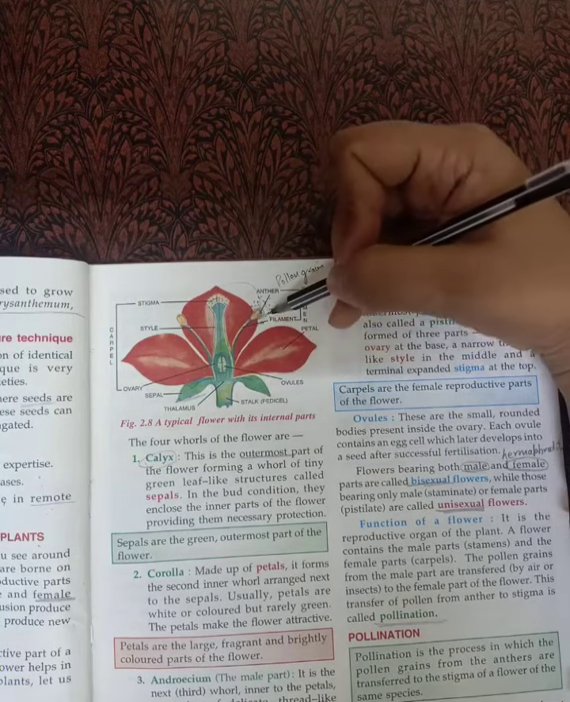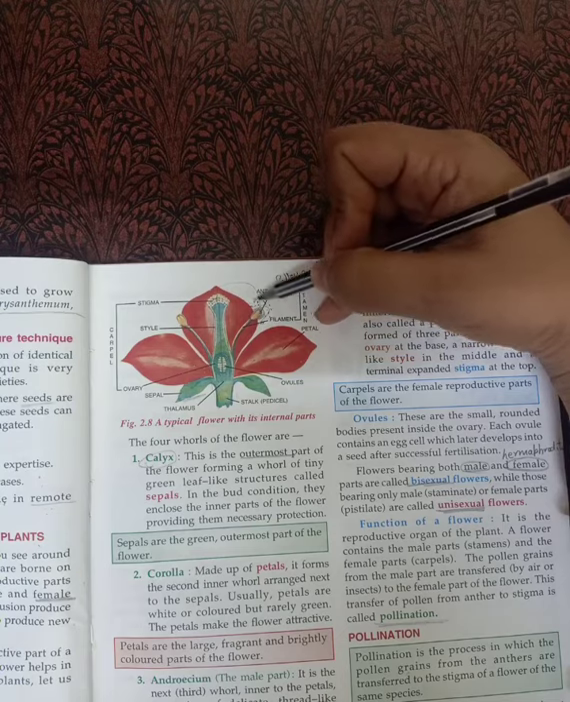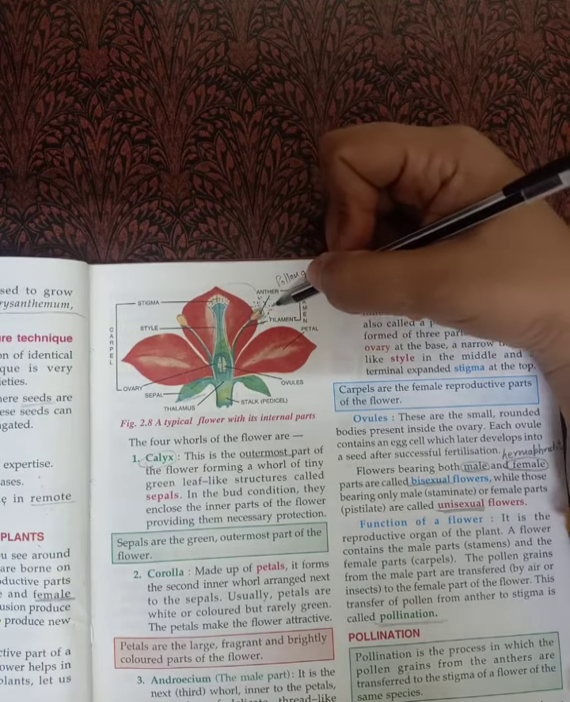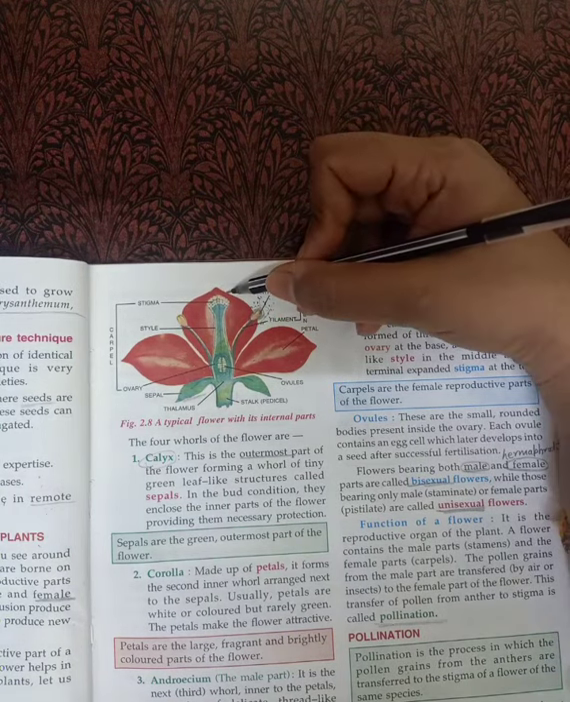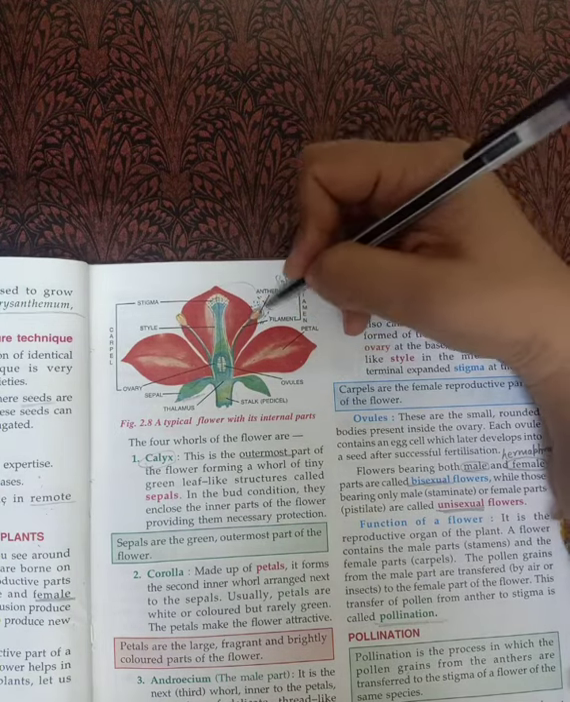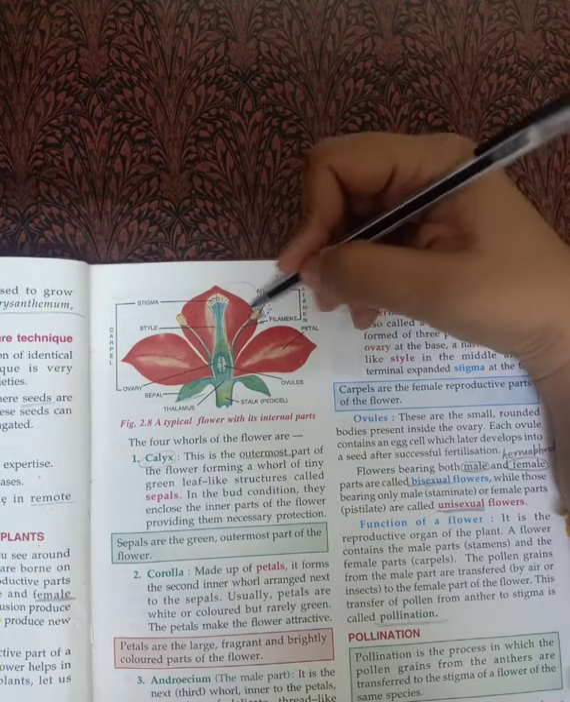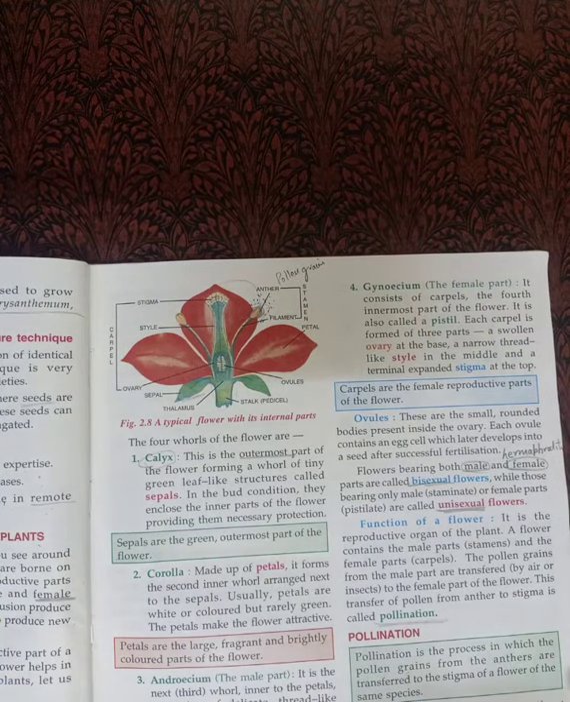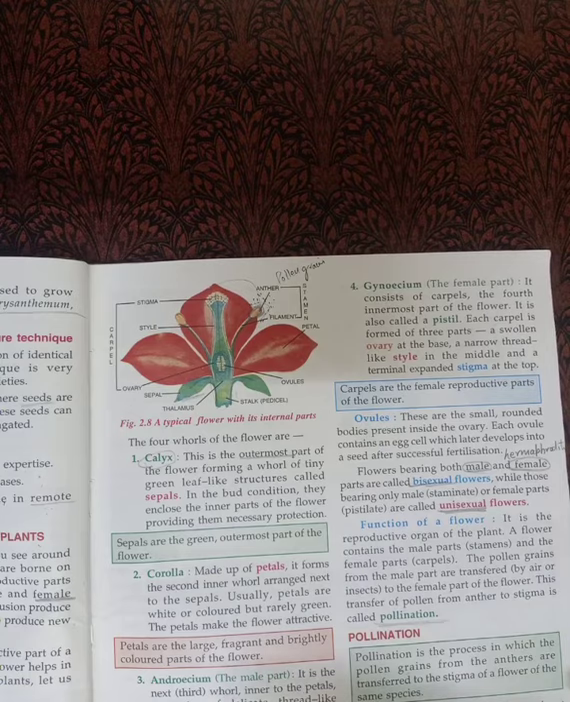So what is happening over here? In the same flower, the pollen grains are being transferred within the same flower. So it will be self-pollination. What is pollination? It is the transfer of pollen grains from the anther to the stigma of the flower. So if it is occurring in the same flower, it is self-pollination. If it is occurring in the same plant, it is also self-pollination.